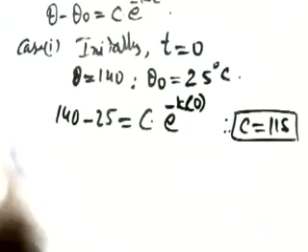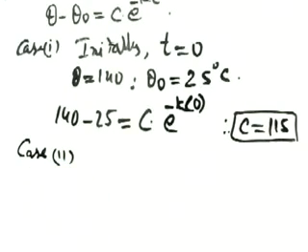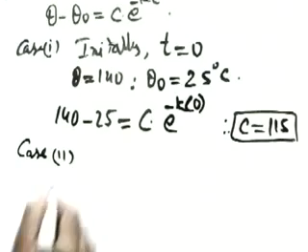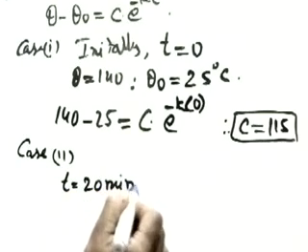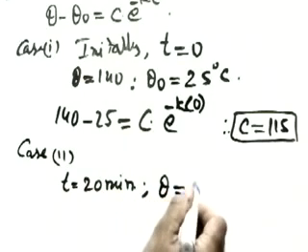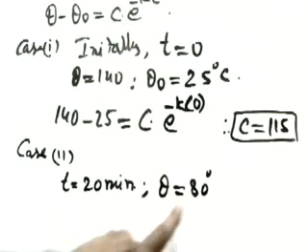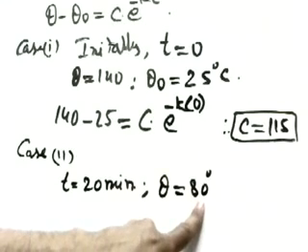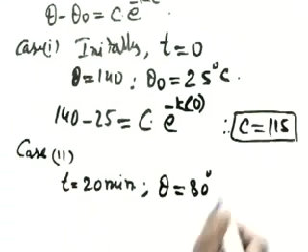Now let me do one thing. In the second case, case 2. Always do it like this. Case 2: the temperature changes from 140 to 80 in 20 minutes. So in case 2, what will be the time now? After 20 minutes means t equals 20 minutes. The temperature is 80 degrees Celsius. The temperature changes from 140 to 80, and the time taken to drop the temperature is 20 minutes.